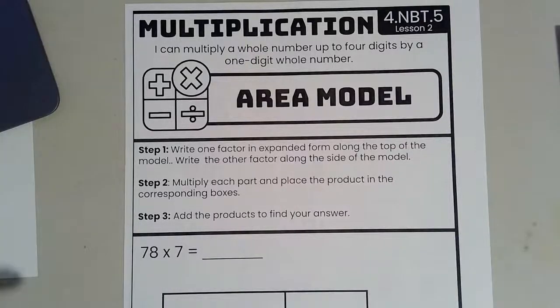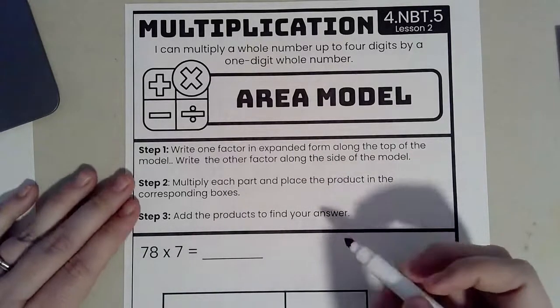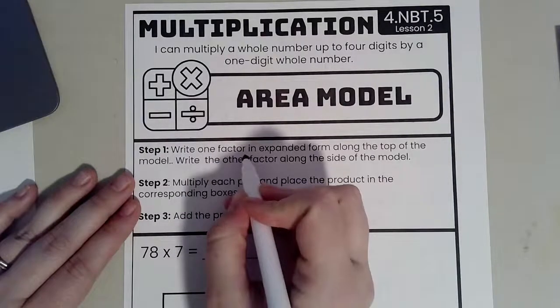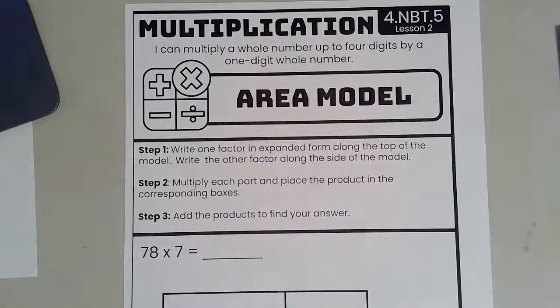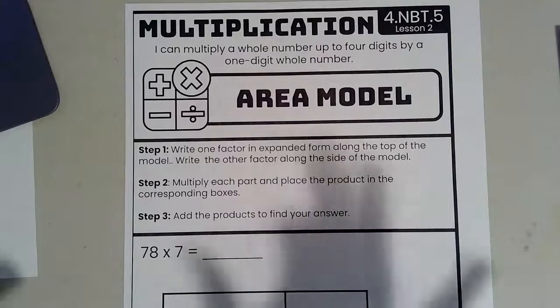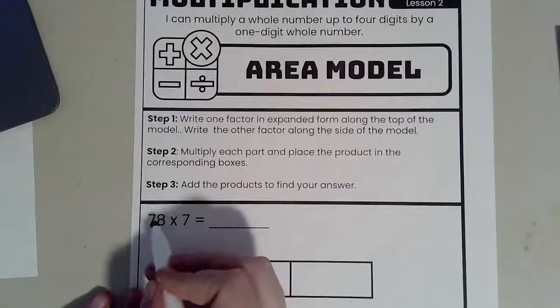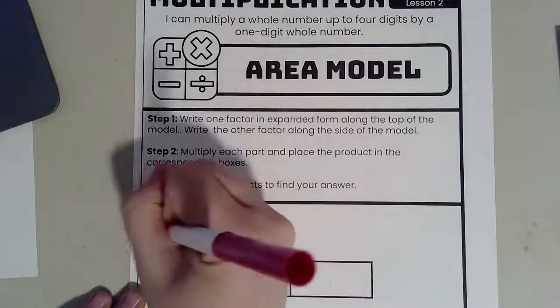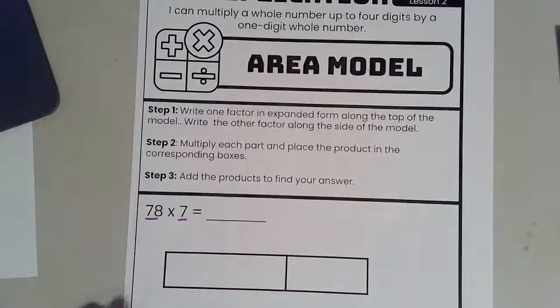Okay, for this video, we're going to build on the multiplication skills that I talked to you about last time. We're going to use them as a tool. And so we have 3 steps here. So it says write one factor. So remember, a factor is just something we're multiplying. If you look down here at this problem, 78 is one factor. The other factor is 7.